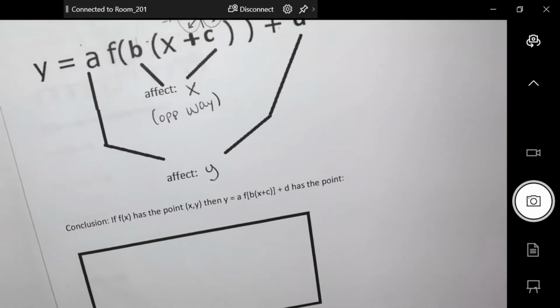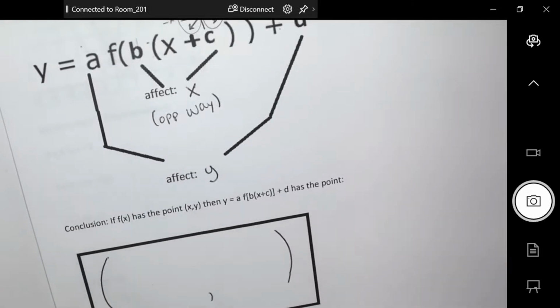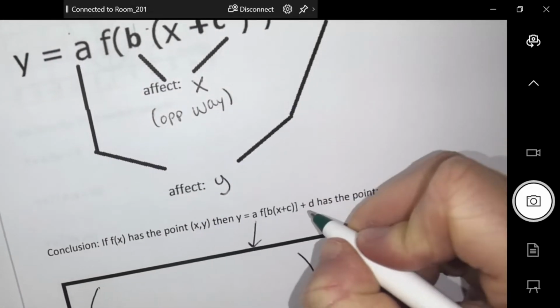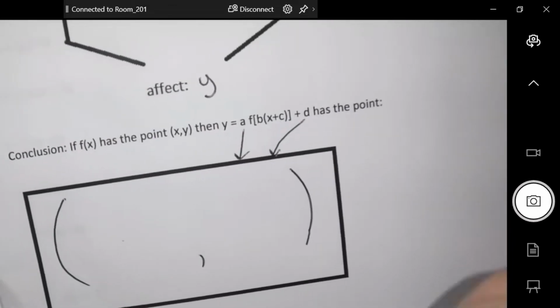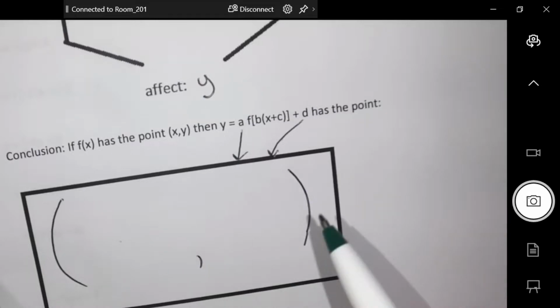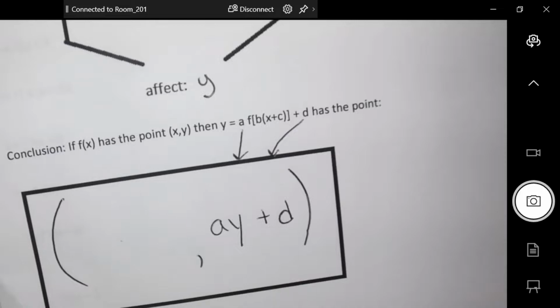Okay. Here's something that is your golden ticket in this box. This is everything. Okay, so A and D affect your Y. A is a multiplier and D is an adder. So you're going to multiply Y and add. And order of operations would happen there. You would multiply and then add.